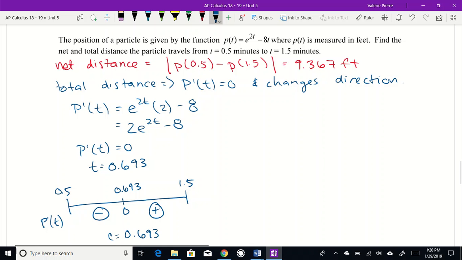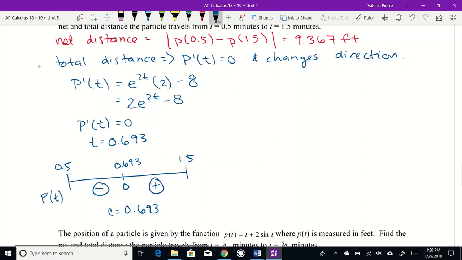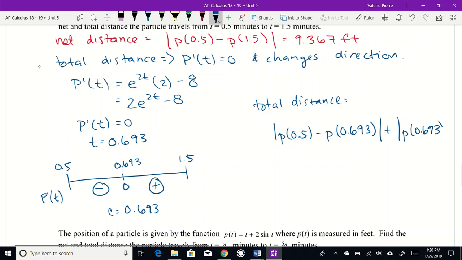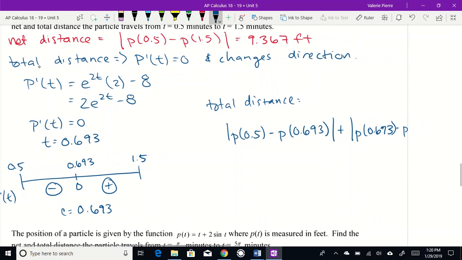So when finding my total distance, we need the distance from my beginning, so P of 0.5, minus when we changed position, so this is P of 0.693, plus the distance of when we changed positions, so P of 0.693, minus my ending point, so P of 1.5. And that gives us 3.617 feet.